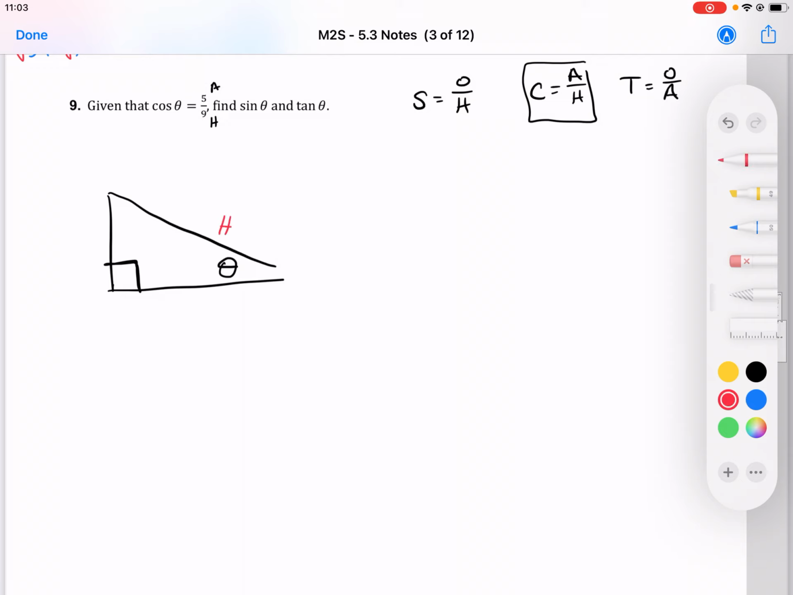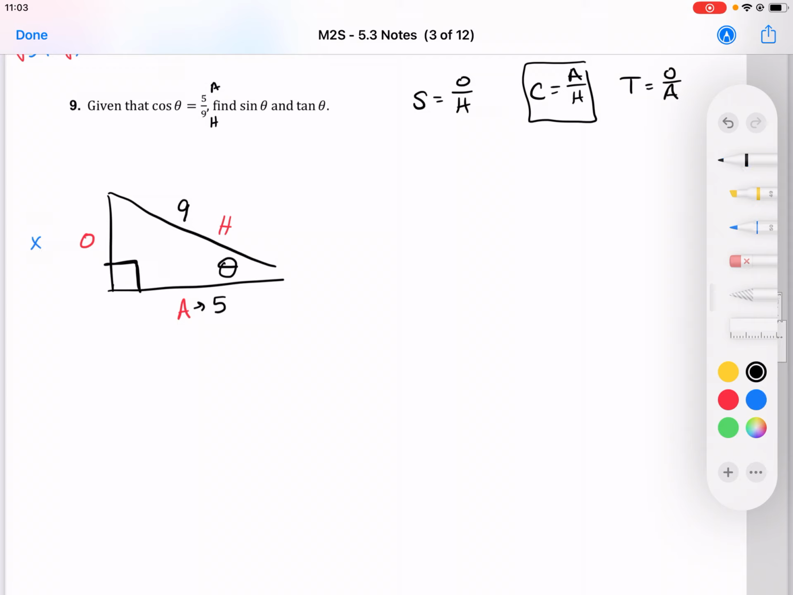So our hypotenuse is this one, because it's across from the right angle. The opposite side is going to be over here, because it's across from the angle that we marked. And our adjacent will be this side touching that angle. So the 5 will be the adjacent side. The hypotenuse is the 9. And we need to find our opposite side by doing Pythagorean theorem. So for now I'll call that x.